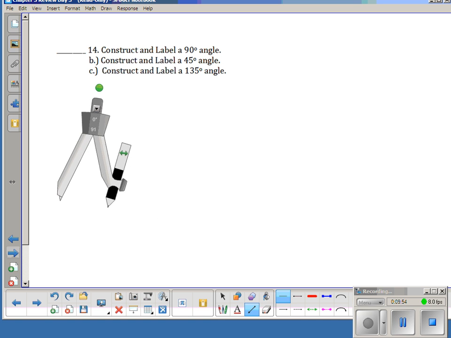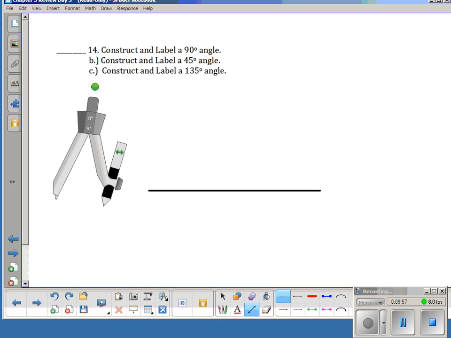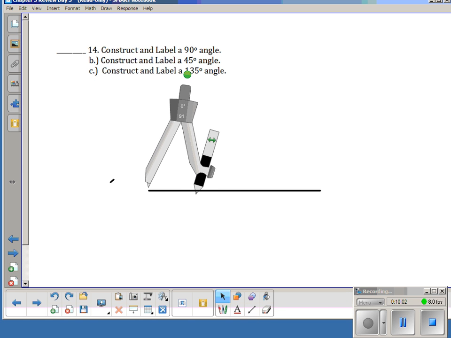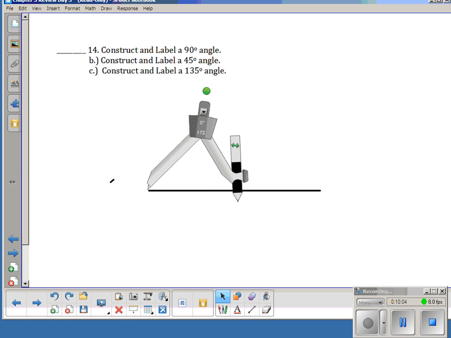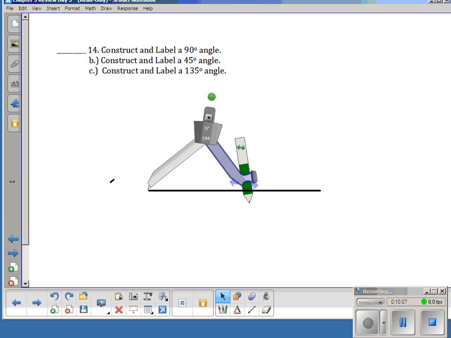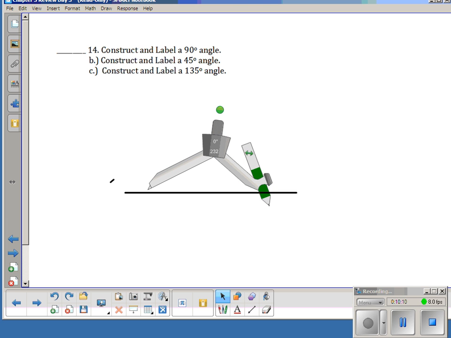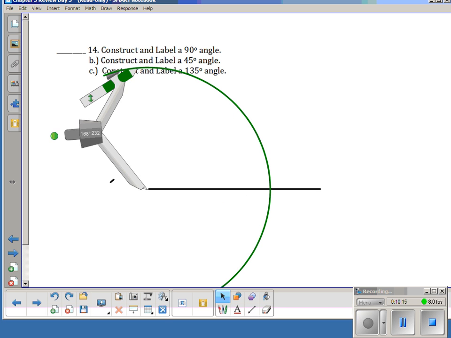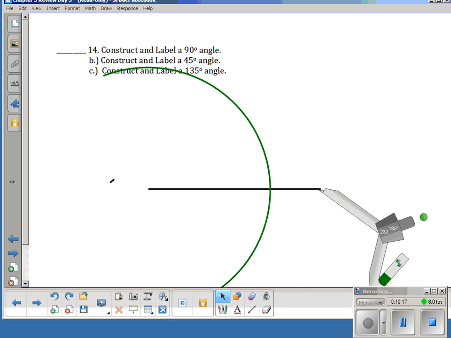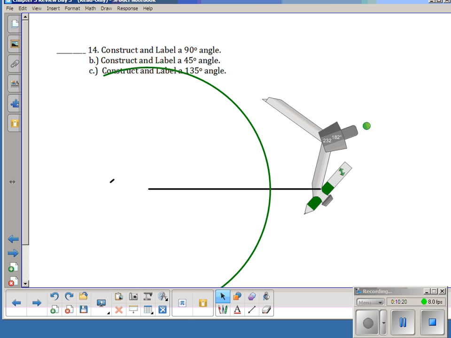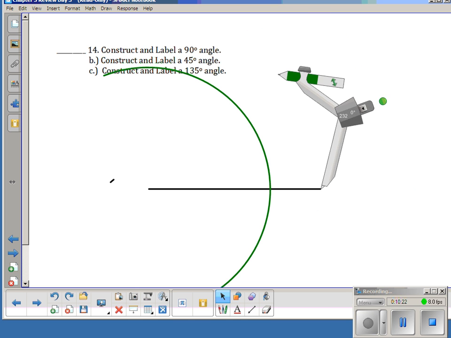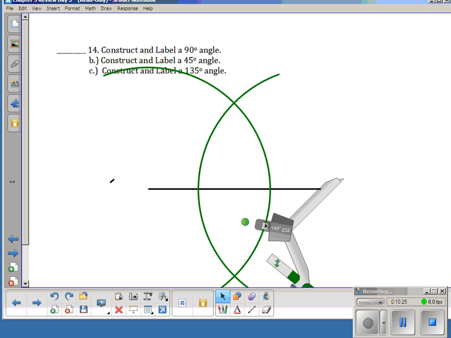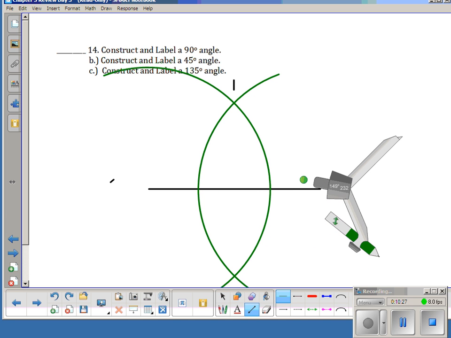So 90 is nice. We just need to use the football shape. So I make any segment I want. Yours could be shorter than mine. Yours could be longer. It doesn't matter. I'm going to go here. I got to go bigger than halfway. Let's use a different color. Okay, and I'm going to make the first half of my football. I'm going to flip it around. Make the second half of my football. And I'm going to draw my segment in. And that was easy. I've just made a 90-degree angle.